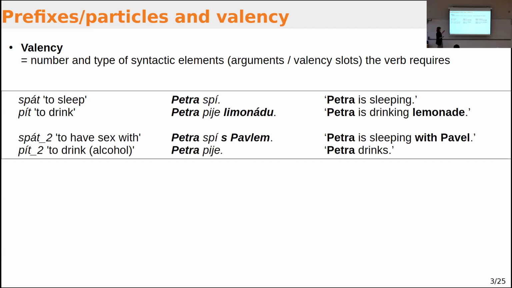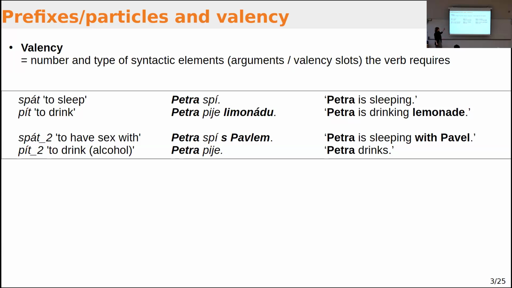So if we have the verb to sleep in a different sense, to have sex with, then that action typically requires at least two participants. And therefore, in a sentence like Petra is sleeping with Pavel, now we have two syntactic elements required by the verb, in contrast to spát, to sleep, in the first sense.